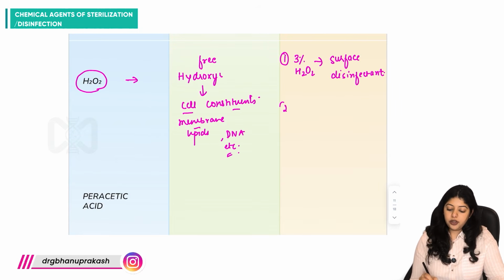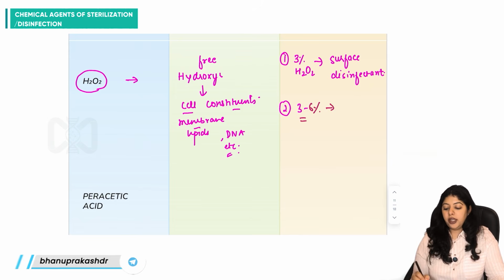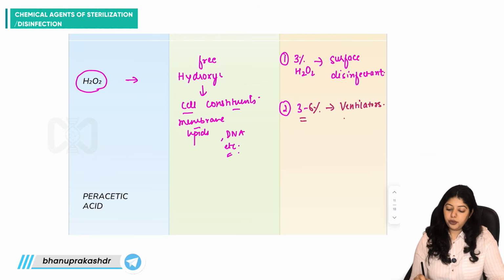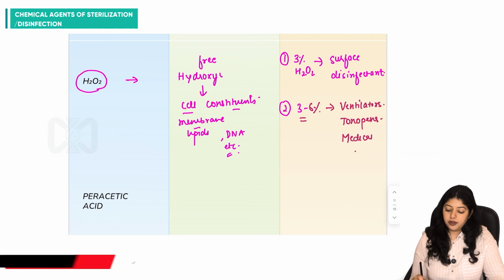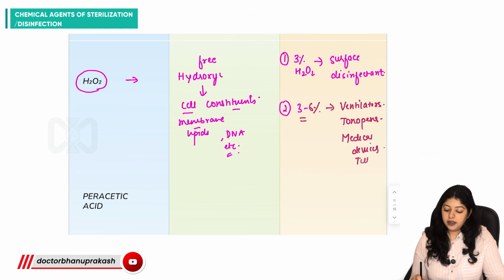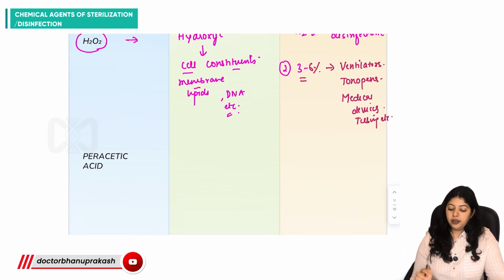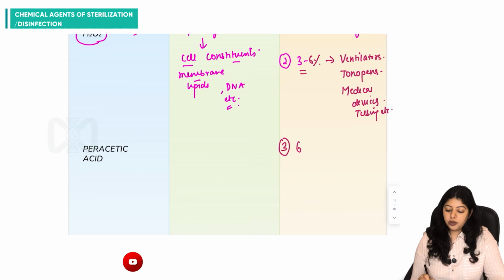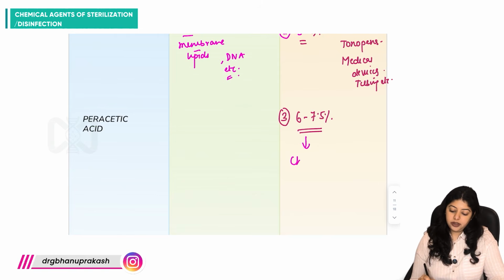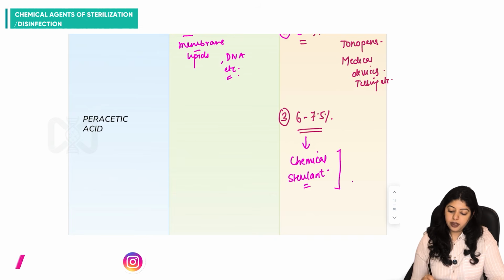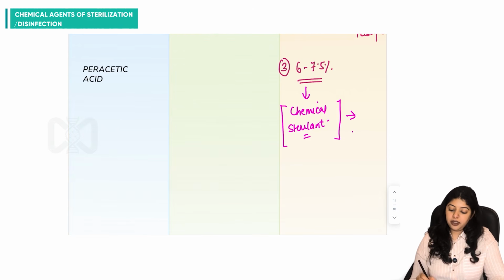Then if the concentration rises to 3 to 6%, then it can be used to disinfect ventilators, toner pens, other medical devices, tubings, etc. And when the concentration rises from 6 to 7.5%, then it can act as a chemical sterilant in plasma sterilization.